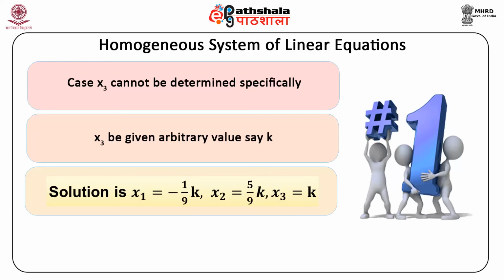Hence, the solution is x1 equals minus 1 by 9k, x2 equals 5 by 9k, and x3 equals k, where k is arbitrary. Next, we will discuss homogeneous system of linear equations.